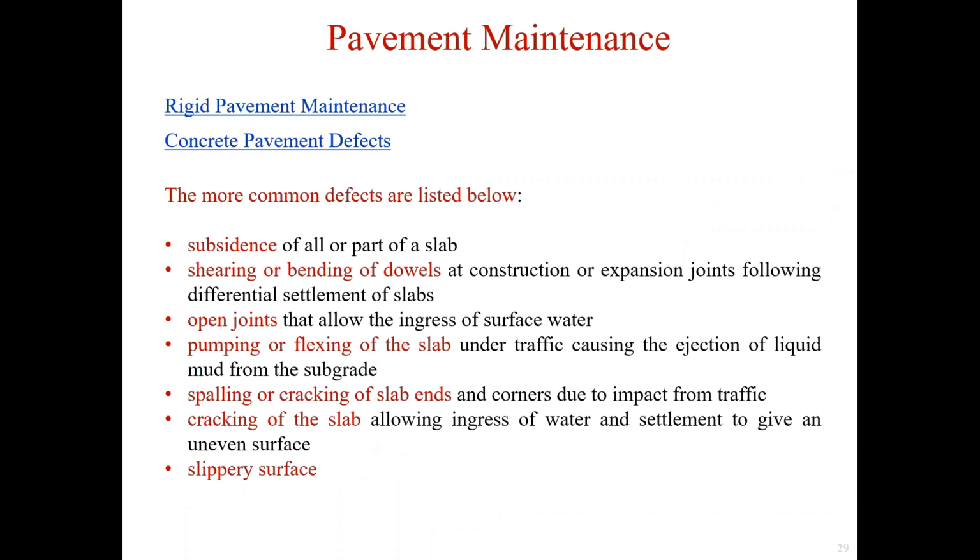Now let's look at some defects of rigid pavement. The main cause of defects in concrete slabs is movement of the subgrade due to differential settlement, plastic flow, or washing out of the subgrade material, although the actions of traffic and weather also contribute. The common defects of concrete pavement are summarized below.